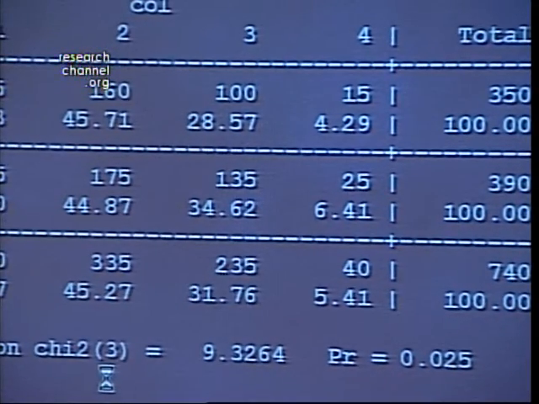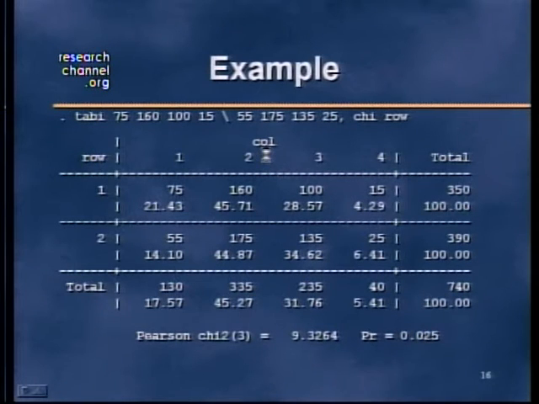Why are they 3? Because the number of rows is 2, 2 minus 1 is 1, the number of columns is 4, 4 minus 1 is 3, so we would take rows minus 1, which is 1, times columns minus 1, which is 3, to get a total degrees of freedom of 3.